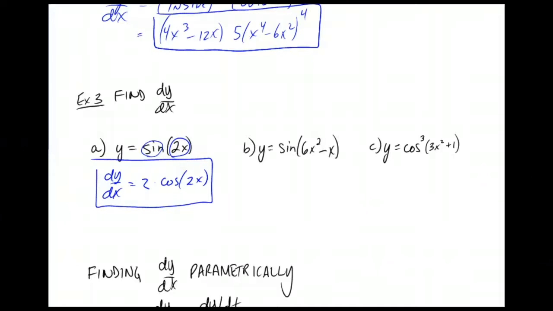In example B, the inside-outside method also works well. dy/dx is equal to the derivative of the inside, that is 6x squared minus x, so its derivative is 12x minus 1. The outside function is the sine function, the derivative of sine is cosine, and again we leave the inside unchanged.